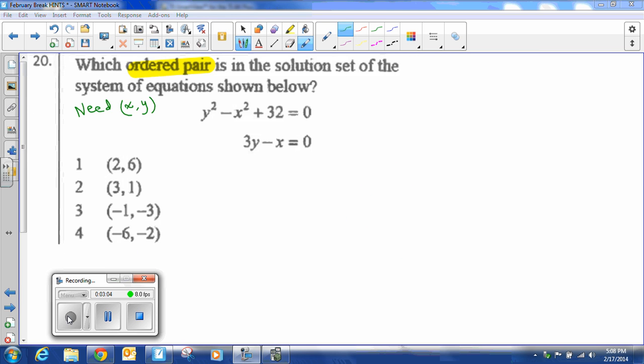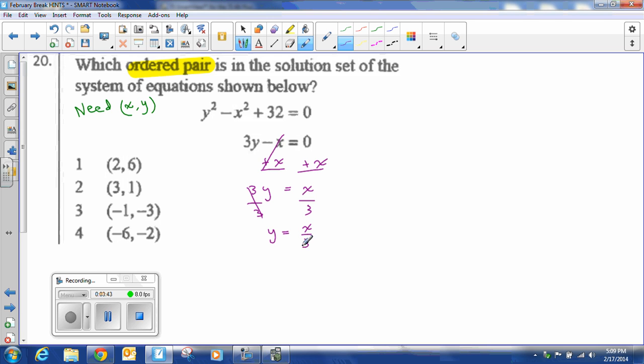Okay, number 20, same type of problem, except the question is which ordered pair is in the solution set. So you need your xy coordinate. In other words, when you get your answer, when you get x, your roots, you want to plug it back in to find the y value that's associated with the x. So our first step would be to take our linear equation here and solve for y. Okay, 3y equals x. Divide both sides by 3, and y equals x over 3.